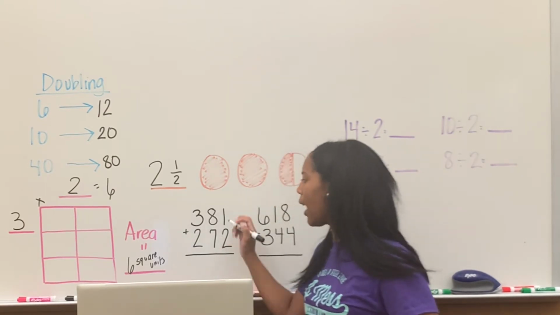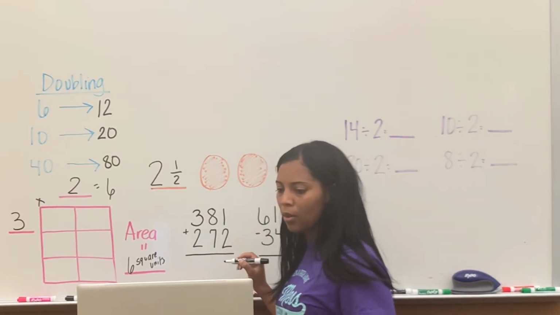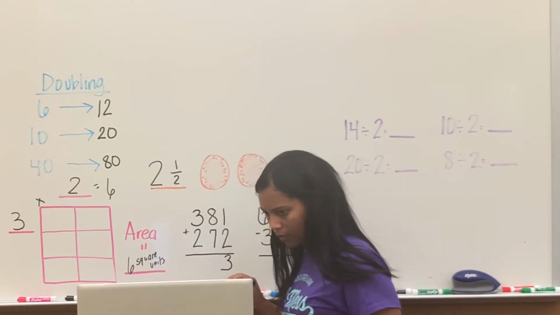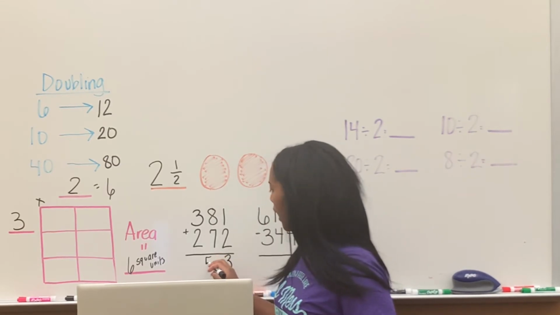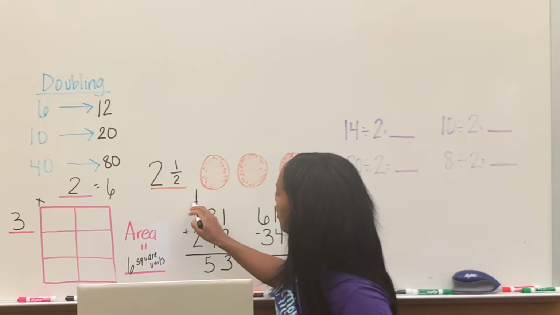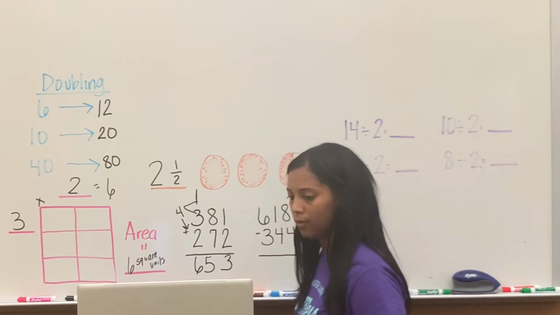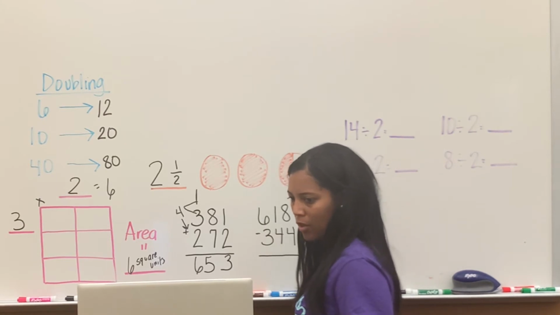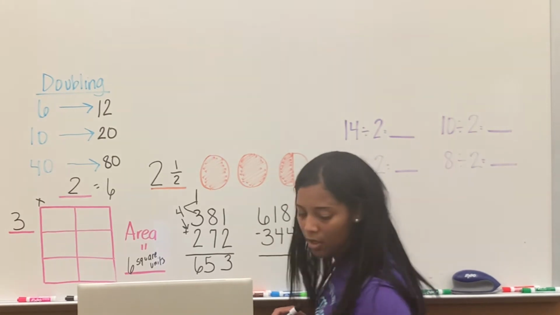All right, let's go ahead and add 381 plus 272. Let's start with the back. 1 plus 2 equals 3. 8 plus 7 is 15. So what do I put here? 5. And you put the 1 on the top. So 1 plus 3 is 4, and you put the 6. 653. Yes, good.